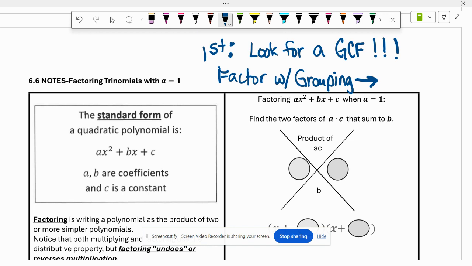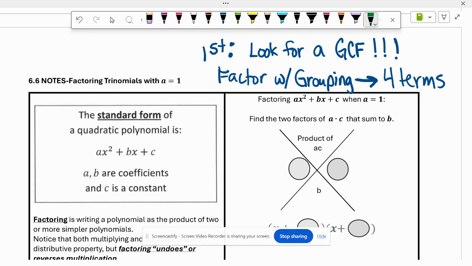So factor with grouping, 4 terms, right? That's the only other method that we've learned. So we've only dealt with polynomials. If it has 4 terms, it's called a polynomial. Today we're going to work with quadratic trinomials. So the polynomial that we're working with today is really a trinomial.